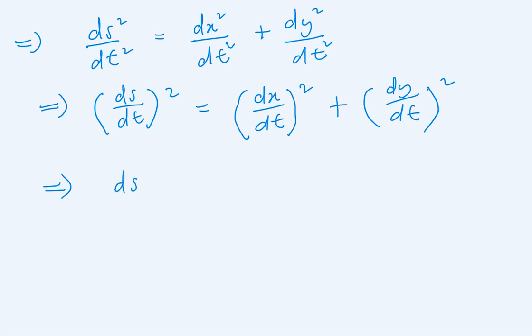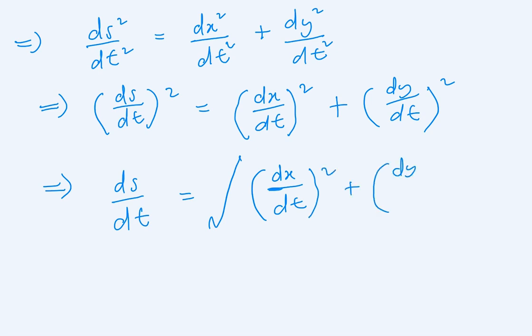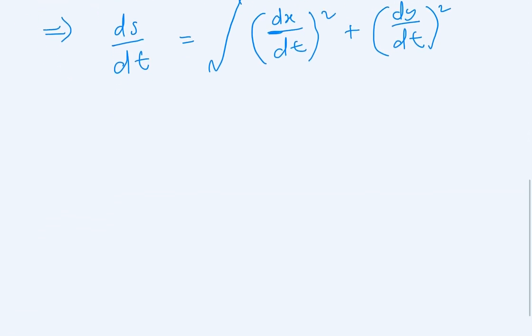So if you square root ds over dt squared, you're going to get ds, because the square root and the square is going to cancel out on the left, and you're going to get ds over dt is equal to the square root of dx, okay, let me write that x again. So we got dx over dt squared plus dy over dt squared. So that's what you get basically when you square root both sides of this expression.